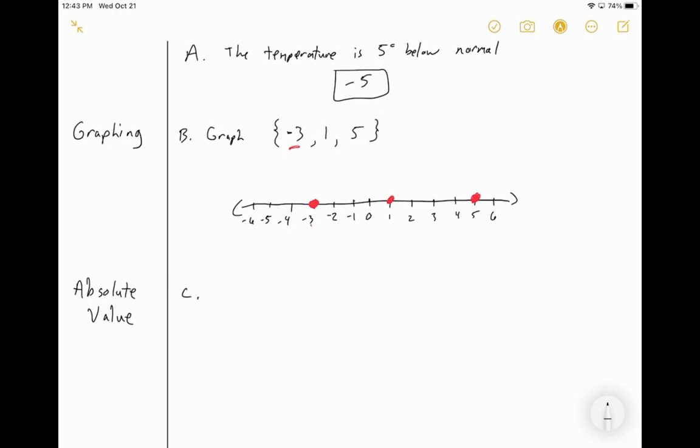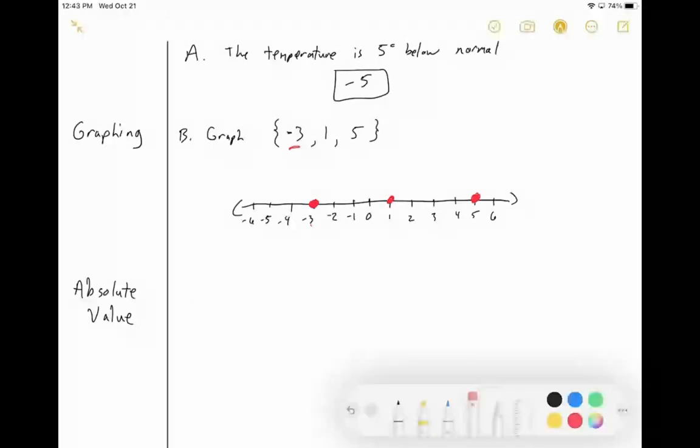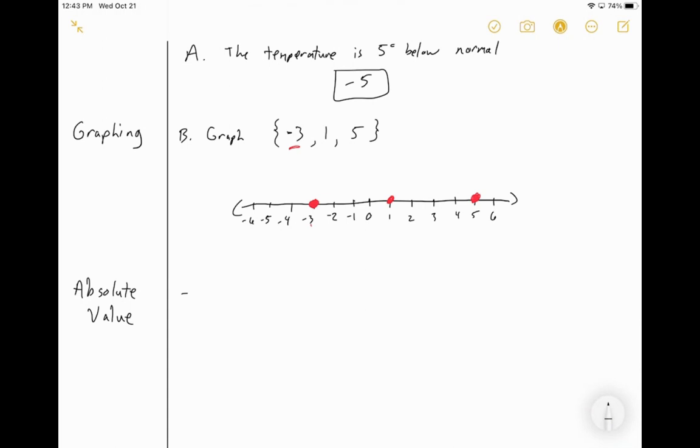All right, absolute value. Oh, sorry, I don't want that yet. Absolute value is defined as the distance from 0. The distance a number is from 0. And one thing that you'll know about distance is it's always positive. What do you mean distance is always positive, Mr. Leong? Well, let's think of it this way.